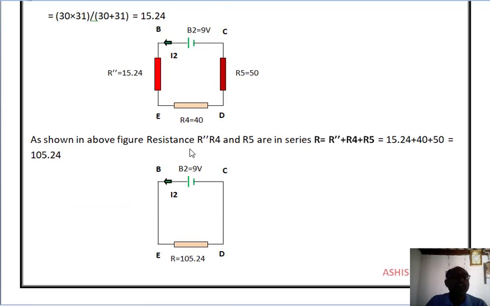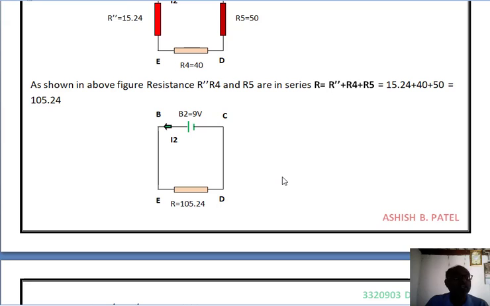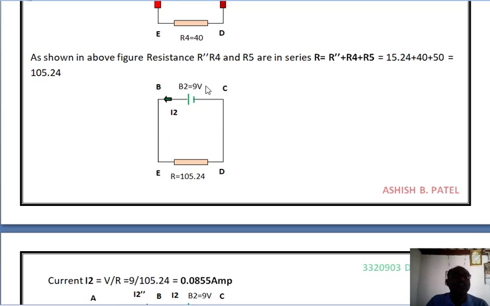So here we can use this formula. R is equal to R double dash plus R4 plus R5. Just put the value of this resistance and we will get 105.24 ohm, which is the total equivalent resistance of the circuit. So our circuit becomes, this battery is connected across this 105.24 ohm resistance.